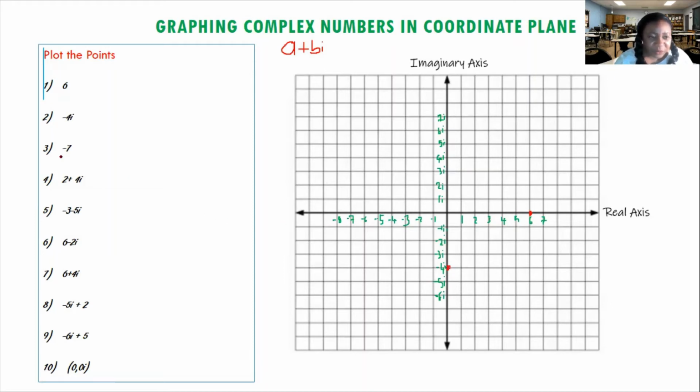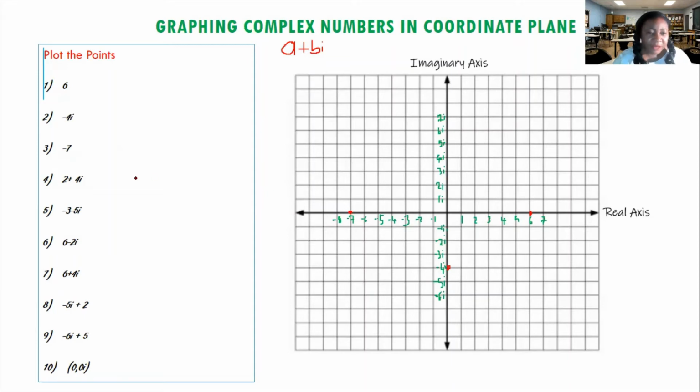The next question asks us to plot negative 7. This is a real number again. So again, we're going to go on our real number axis and plot negative 7, because this one has no imaginary part to it.